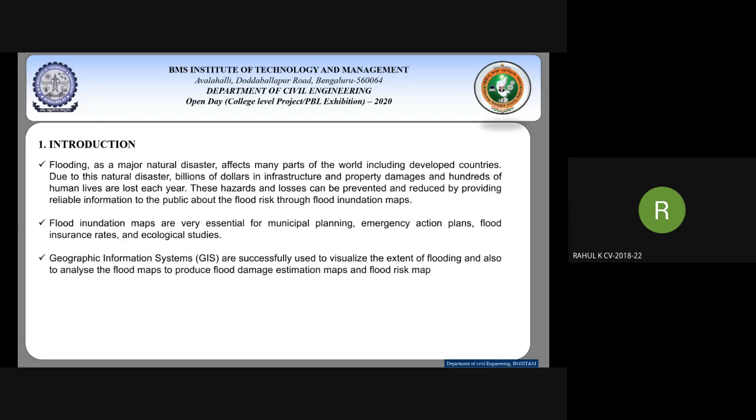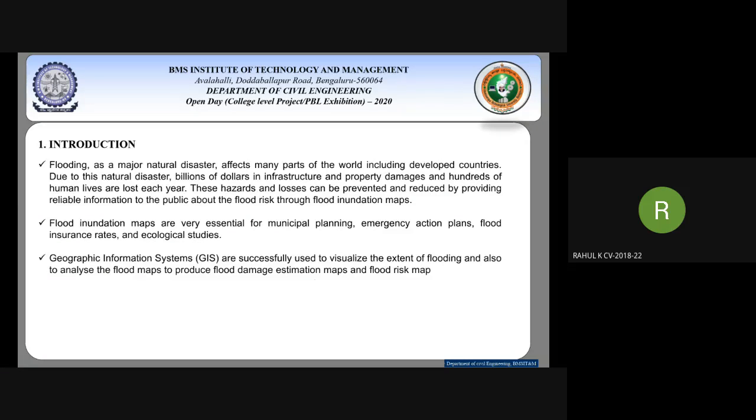Flood inundation maps are very essential for municipal planning, emergency action plans, flood insurance rates, and ecological studies. Geographic information systems are successfully used to visualize the extent of flooding and also to analyze the flood map to produce flood damage estimation maps and flood risk maps. Next page, please.